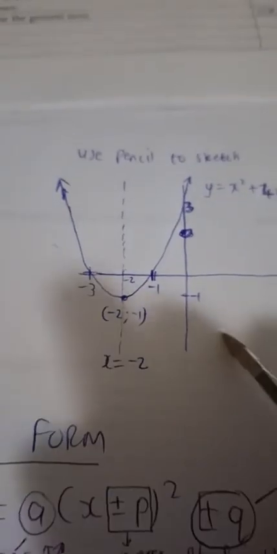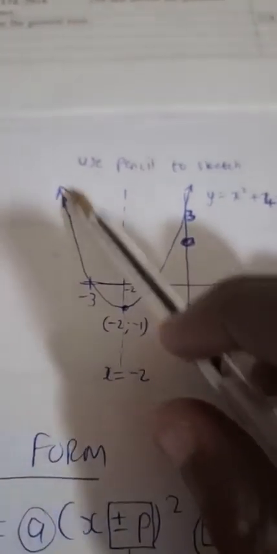If I was to write the domain, for instance, of this function, it is unrestricted from left to right.